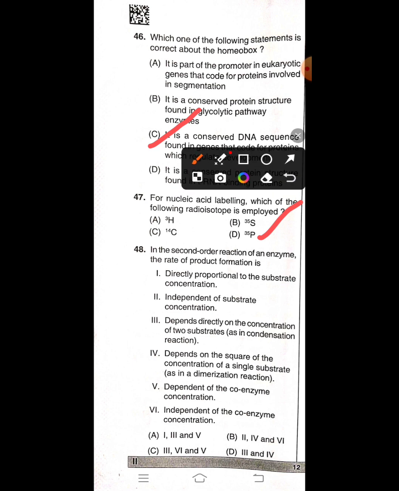Here 6 statements are given about the reaction of an enzyme, so you have to pick the correct statements. Let's see the statements: directly proportional to the substrate concentration, independent of substrate concentration, depends directly on the concentration of two substrates, depends on the square of the concentration of a single substrate, dependent on the coenzyme concentration, independent of the coenzyme concentration. Among these, the correct statements are 3 and 4. Okay, let's see the next question.